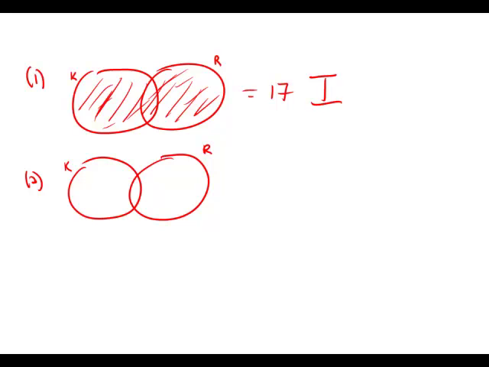Now moving on to statement number 2, forget statement number 1 and focus only on statement number 2. We're told that K has 12 directors. So this first circle has 12 directors. And R, this circle, has 8 directors. And so then there's some overlap between the 8 and the 12, but we have no way of knowing. The overlap could be anything from 1 to 8. So we have no way of knowing what the overlap is. And so this statement by itself is insufficient.